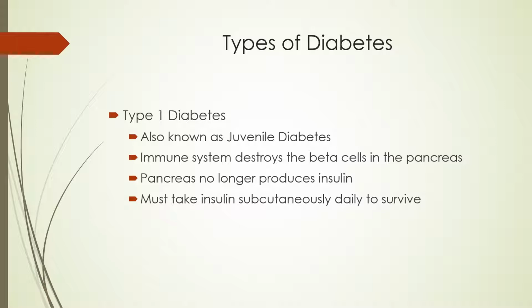Type 1 diabetes, also known as juvenile diabetes, is when the immune system destroys the beta cells, which are in the pancreas. So the pancreas will no longer produce insulin, and the students will need to take insulin subcutaneously daily to survive.